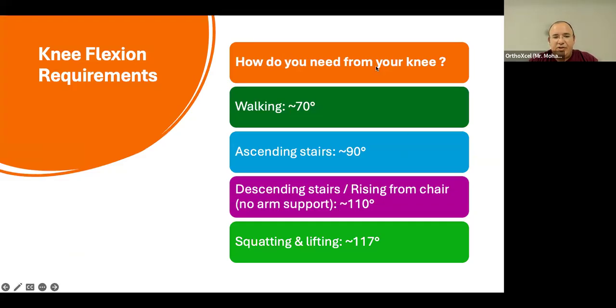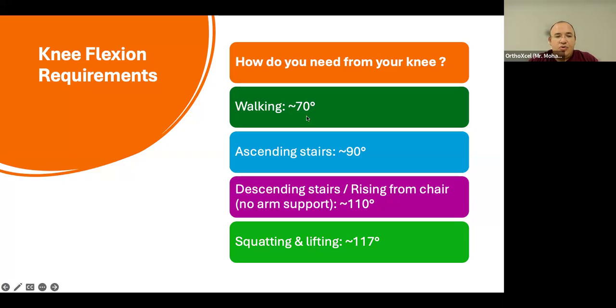So if we start with asking why we need a total knee replacement. You need total knee replacement mainly to control pain of arthritis and to regain function. So what do you need from your knee function-wise? You need at least 70 degrees of knee flexion to be able to walk, and 90 degrees of knee flexion to be able to ascend the stairs, and 110 degrees of flexion to be able to rise from a chair without using support or to descend stairs. And definitely for squatting or lifting, you need a higher degree of flexion, about 117.